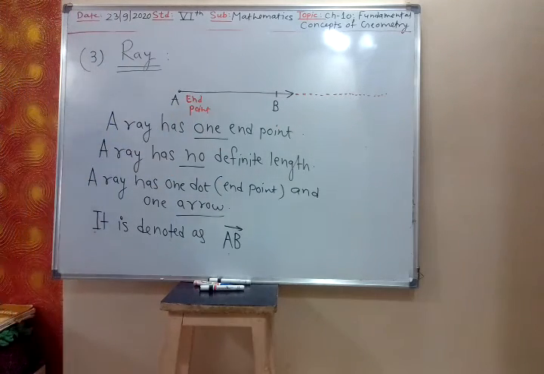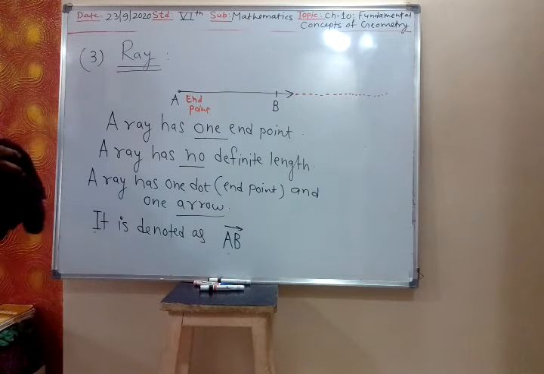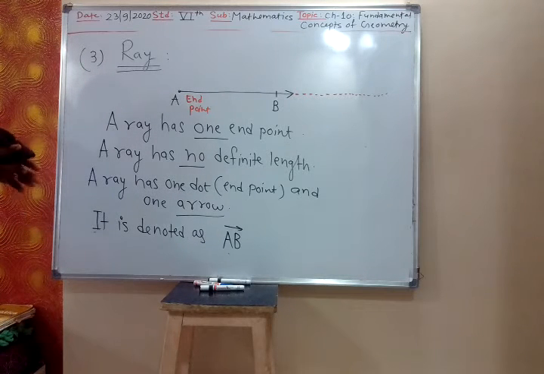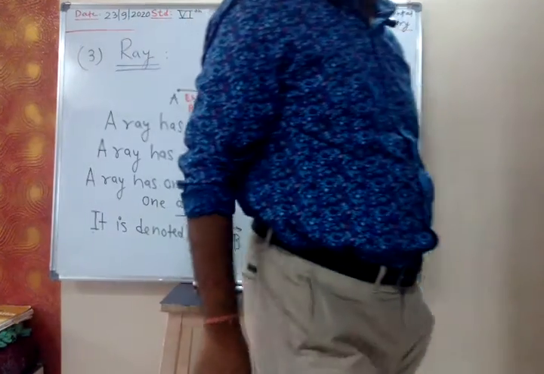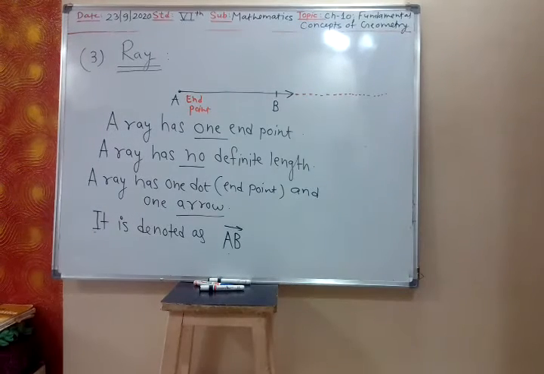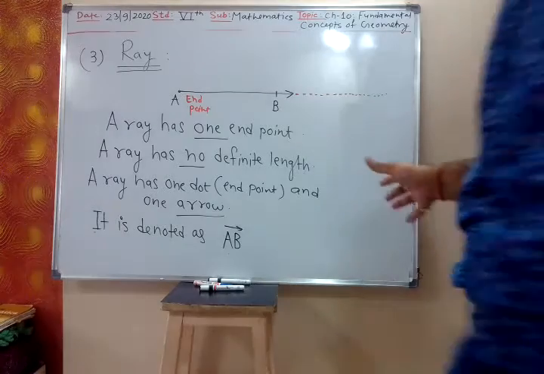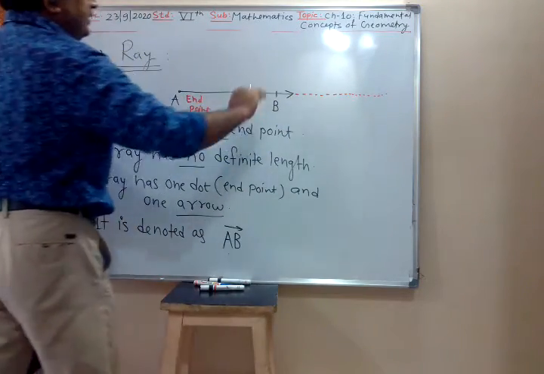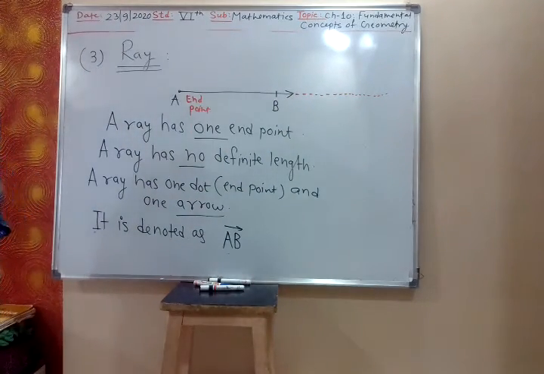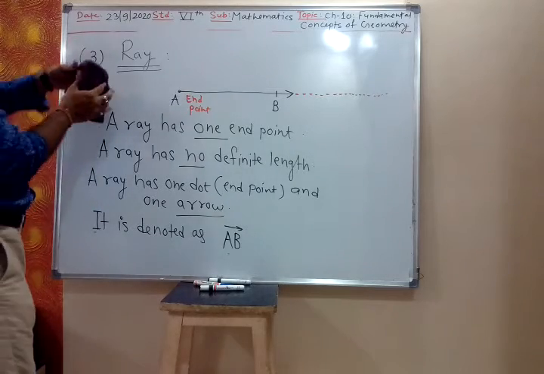So now let us make the table. It is clear, right? A ray has one endpoint. A ray has no definite length. The length is not fixed because it can be extended from the B side.